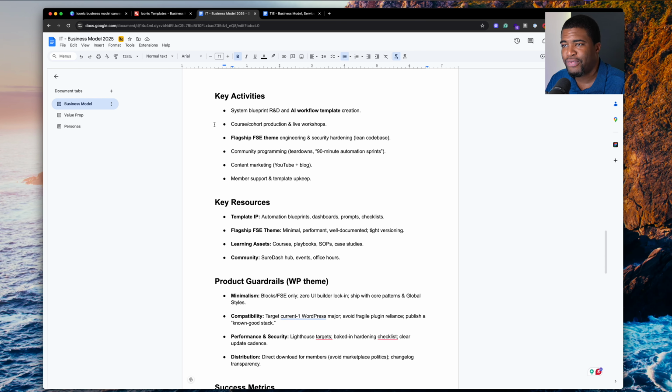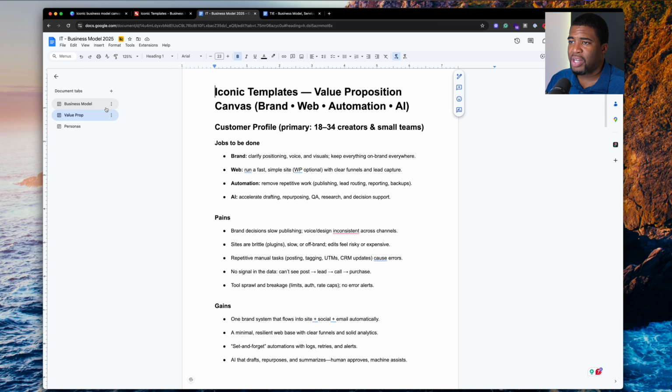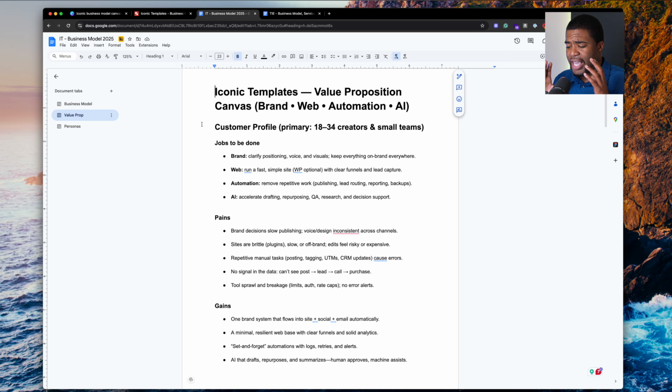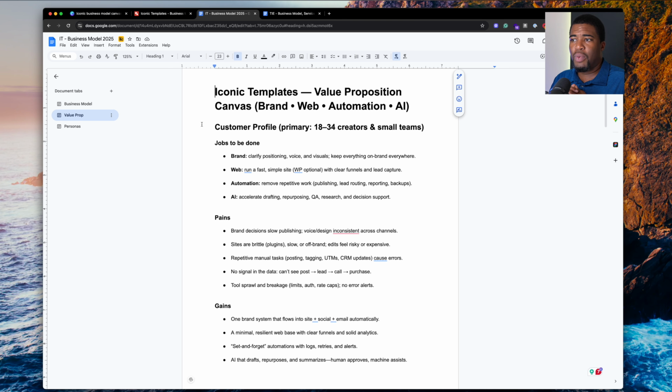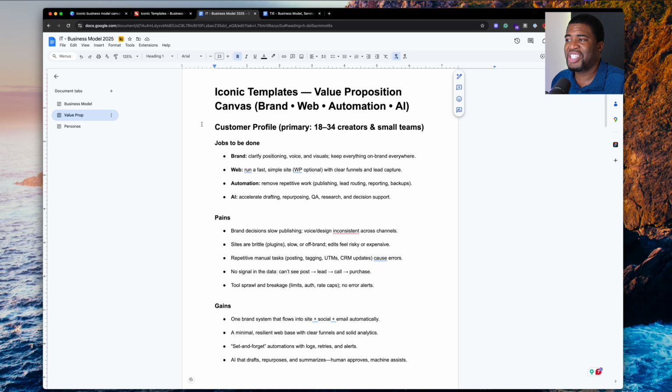I told you, it's your floor plan. It's your blueprint. And then after you do your business model, you're able to create, I would say, a more evolved, a more detailed value proposition. And that's why they call it a value proposition canvas.